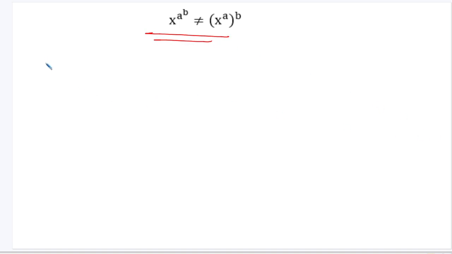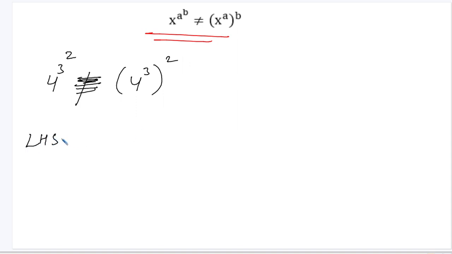Please see, if I have 4 to the power of 3 to the power of 2, is it the same as, first of all, I'm asking if it's the same as 4 to the power of 3 whole to the power of 2. Let's check. If they are not the same, why are they not the same? Let's check the left hand side. Left hand side is 4 to the power of 3 to the power of 2. As I said, whenever I have multiple powers, we will always solve this first. The top is the top one.